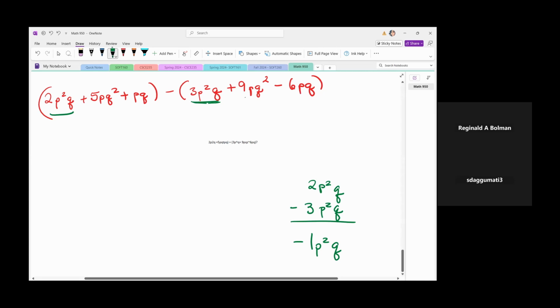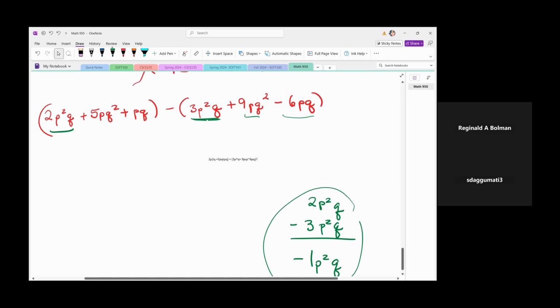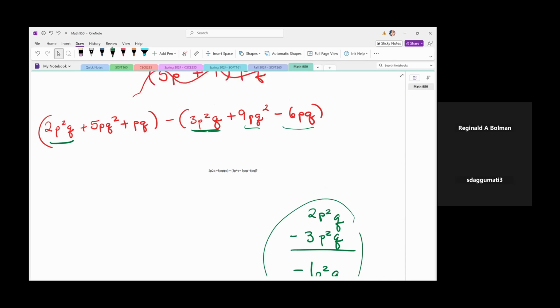We're also subtracting the 9pq squared term. We would also be subtracting the -6pq term. And so instead of doing things in terms of an algorithm, like what we're doing here, what we need to remember is there are, in fact, underlying algebra rules that govern how you can add these different terms together, or in this instance, how you can subtract these different terms from one another.